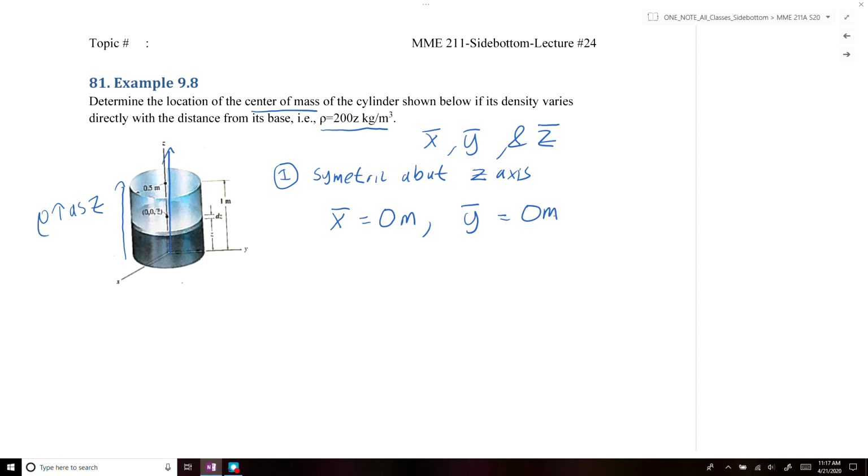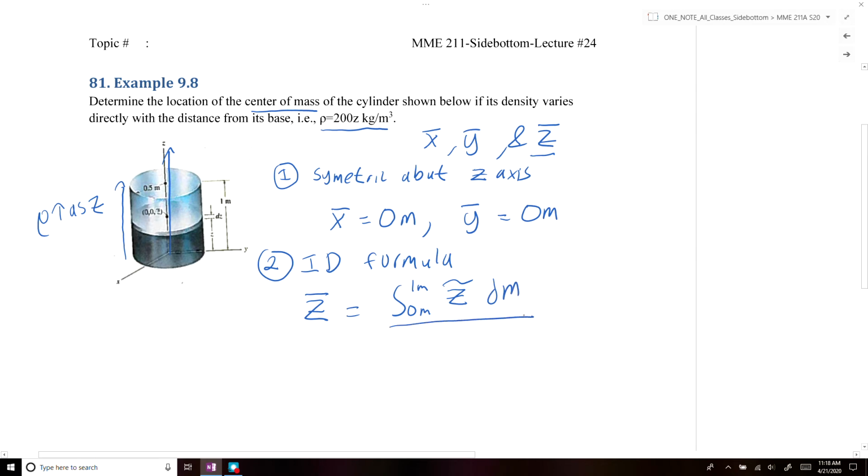So the second thing we're going to do is identify the formula we need to calculate z bar. If we look back in our packet, we know that for the center of mass, z bar is going to be equal to the integral from 0 meters to 1 meter of z tilde dm. The denominator would just be the integral of dm, which is the same thing as the total mass of our system.